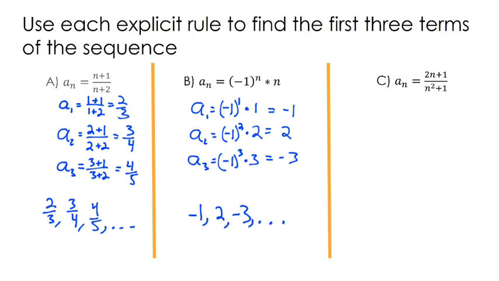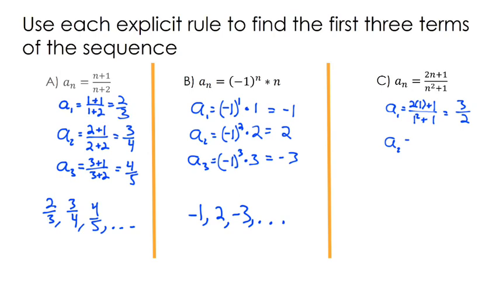And lastly, you're probably getting the gist of it, but this one's a little more complicated. So let's find the first three terms of this sequence. A sub 1 is going to be 2 times 1 plus 1 over 1 squared plus 1. And I guess I can go ahead and do the math for that. 2 plus 1 is 3. 1 plus 1 is 2.